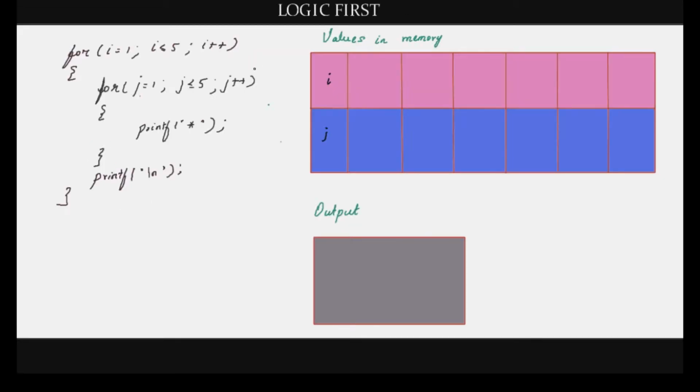We know that this inner loop gets executed 5 times. The outer loop also gets executed 5 times. But the point here is that during each iteration of the outer loop, the inner loop gets executed 5 times. Let's see how that happens.